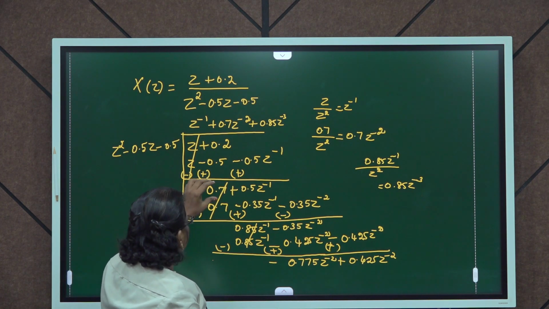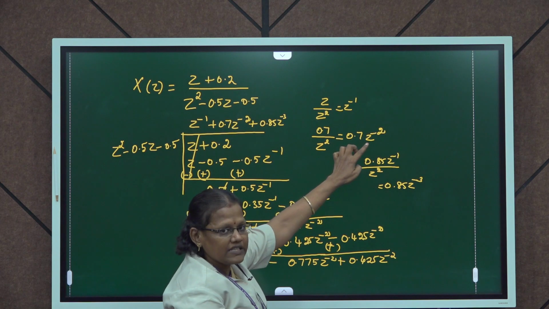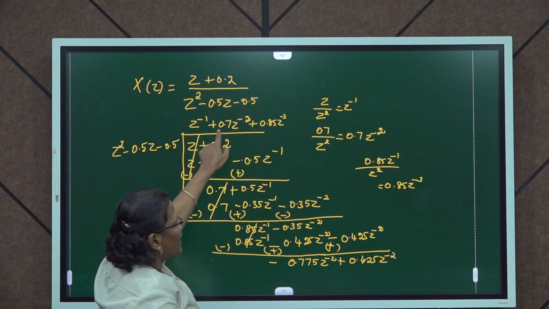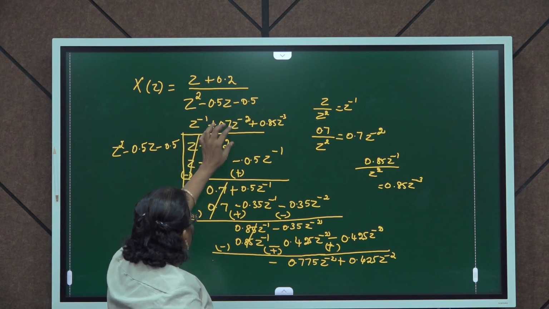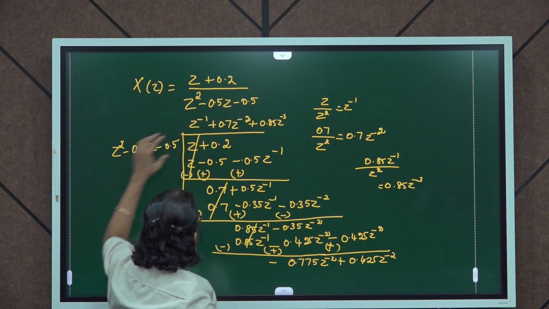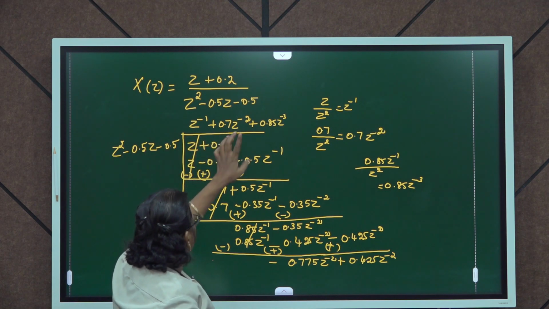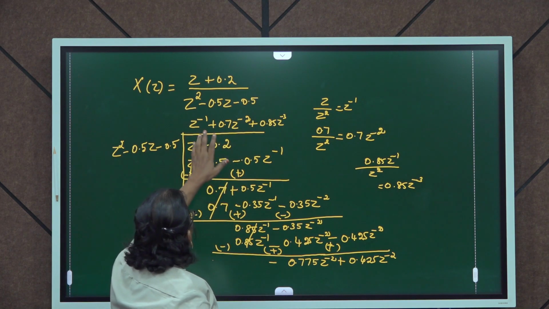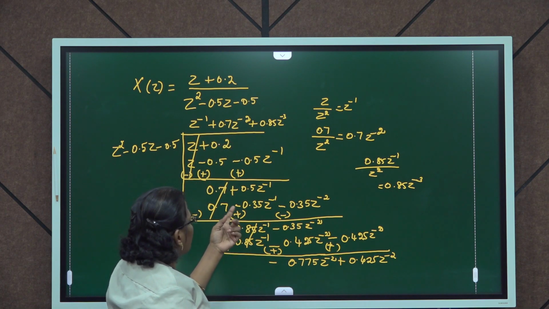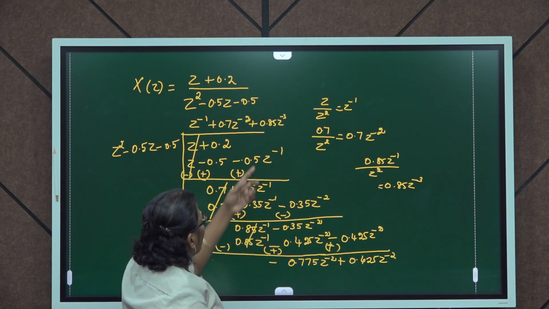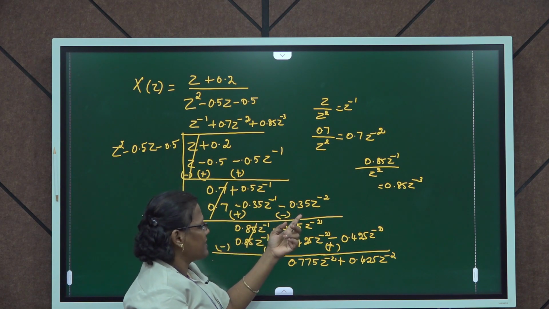The first term here 0.7 divided by z square. So 0.7 divided by z square will become 0.7 z power minus 2. Then the second part of the quotient will be 0.7 z power minus 2. Okay, so multiply this 0.7 z power minus 2 with all these three terms. So 0.7 z square into 0.7 z power minus 2, which will be 0.7, minus 0.5 z into 0.7 z power minus 2 becomes minus 0.35 z power minus 1, and again 0.7 z power minus 2 into minus 0.5, which will be minus 0.35 z power minus 2.